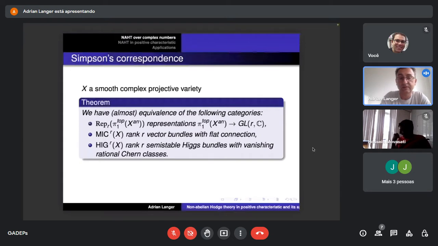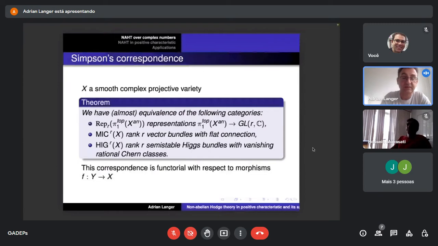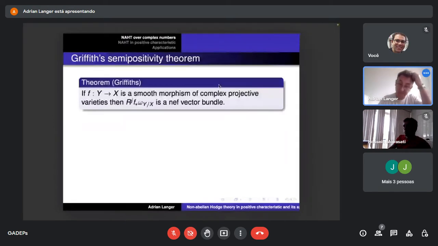Okay, so one more remark is that this correspondence is functorial with respect to morphisms. So if you have a morphism and you take a flat vector bundle on X and pull it back to Y, you still get a flat vector bundle. And if you do the same for a Higgs bundle, you still get a Higgs bundle. And these pullbacks still correspond to each other if your flat vector bundle corresponds to this Higgs bundle. So this is with respect to morphisms and pullbacks.